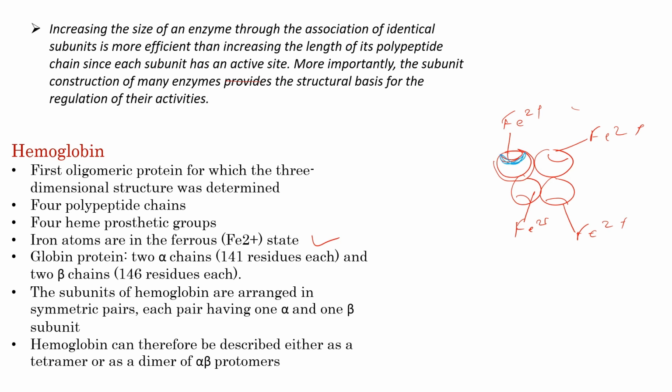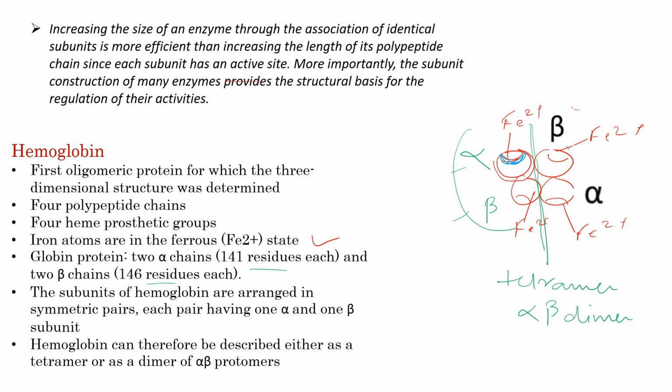The protein here consists of 2 alpha chains and 2 beta chains. The alpha chain length is 141 amino acid residues, and the beta chain length is 146 amino acid residues. These subunits are arranged in symmetric pairs, that means each pair will have one alpha and one beta subunit. Hemoglobin can therefore be described as a tetramer, because it has 4 subunits, or we can say it is an alpha-beta dimer. This is one alpha-beta part, this is the second alpha-beta part, so it is a dimer of alpha-beta.